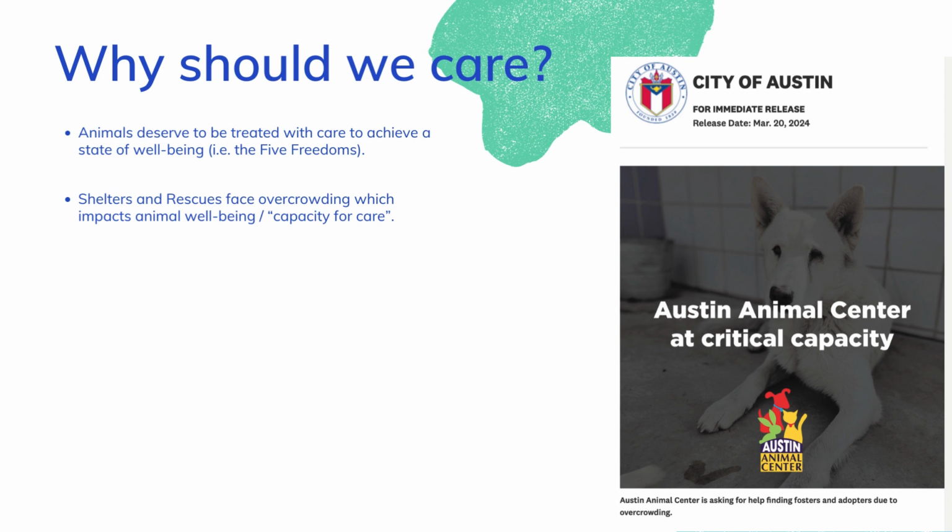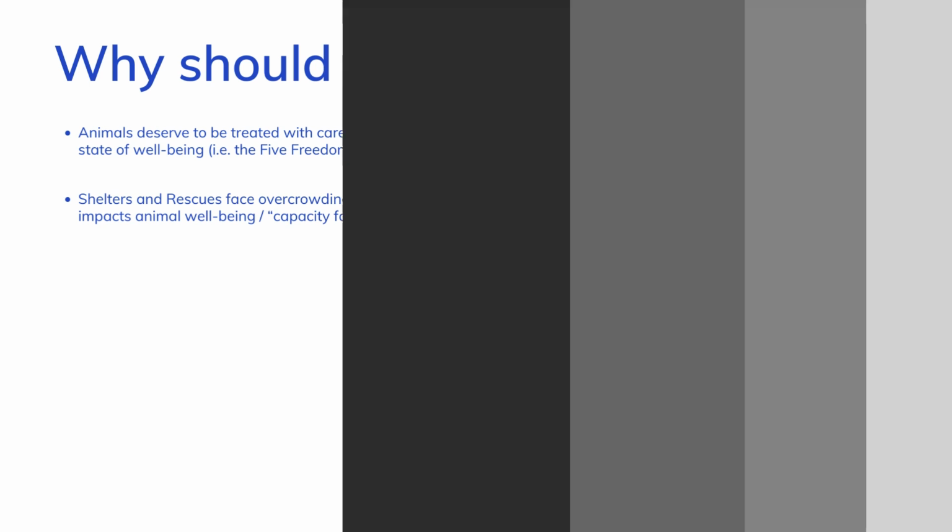Here, we can see a recent release from the City of Boston's Animal Center, which states it is at critical capacity. So our analysis within this presentation will take a look at the data taken from the Austin Animal Center.